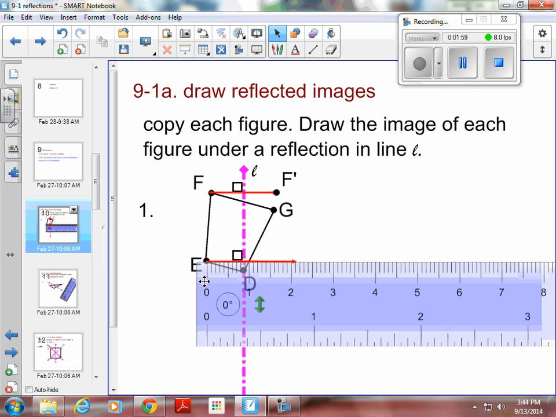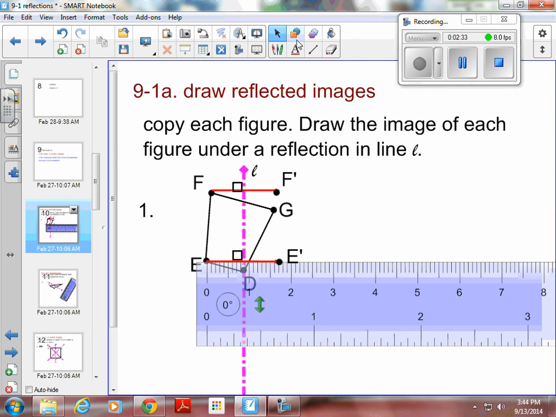So this E to the line of reflection, I think, is 5, 6, 7, 8.5. So out the other side, 8.5 times 2 would give me 17. So let me make this 17. And so, oops. This is where the point E prime would be. Okay, so E prime would end up over here.